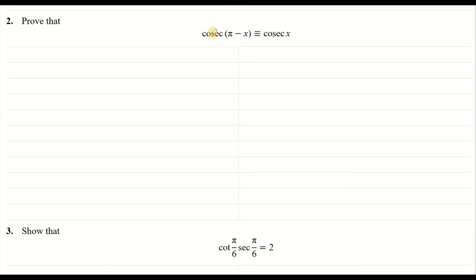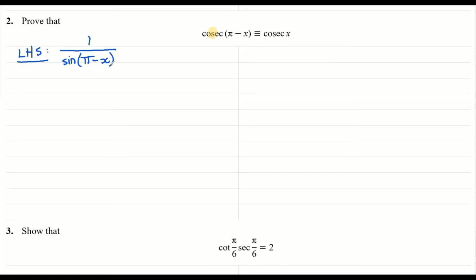So let's start off on the left-hand side. That looks more complicated. We've got to show that the cosec of pi subtract x is just the same as the cosec of x itself. So on the left-hand side, we can write this as 1 over the sine of pi subtract x. And I need to mention this, but remember, if you've got pi in there, this is, of course, in radians.